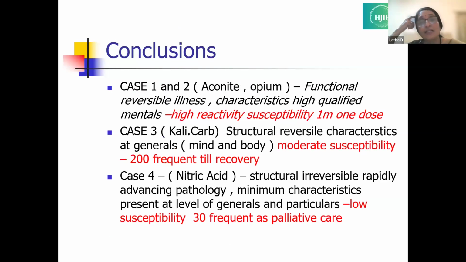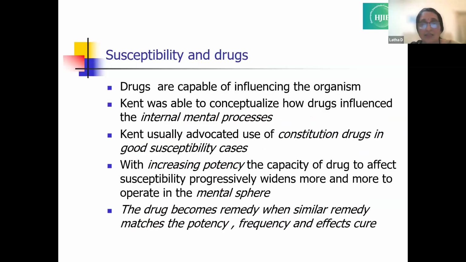So what did we find? There were functional reversible illnesses with high characteristics requiring 1M. There was a structural reversible case, the Kali Cup case, requiring moderate susceptibility, 200 in frequent doses till recovery. And in a case of advancing pathology of cancer, 30 in frequent doses till we keep him without symptoms.